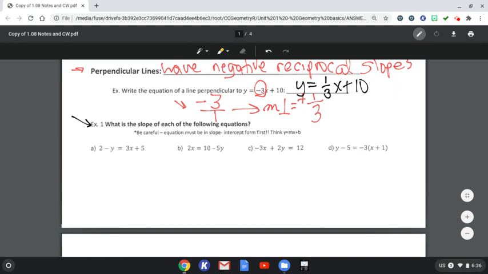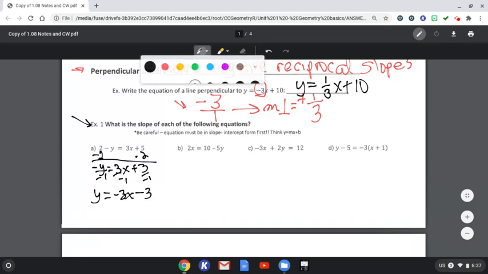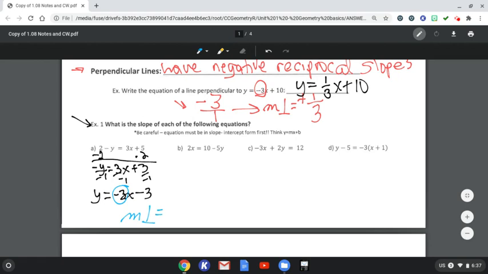The first question, to get y to stand alone, we would subtract 2 from both sides. So we have -y equals 3x plus 3. Then we have to divide by a -1. Remember, you've got to be careful when you're solving your equations. So here we get y equals -3x minus 3. If our slope there is -3, the slope of a line perpendicular would be +1/3. We just looked at that in the example above. So again, negative slope flip-flops the fraction.